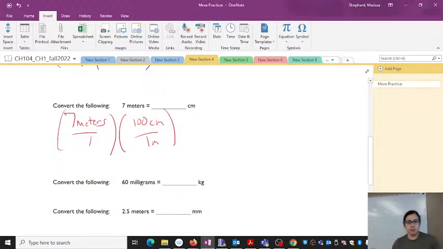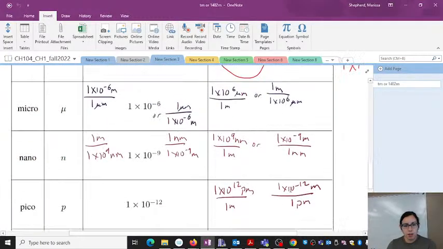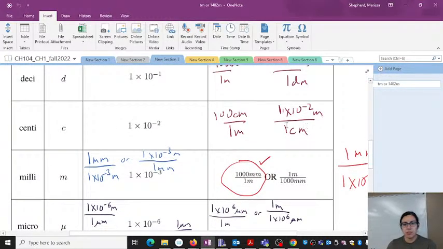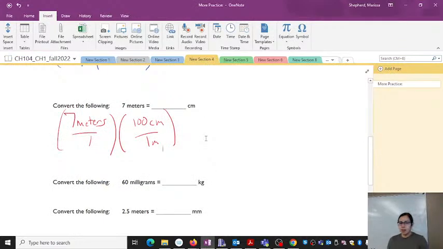So that looks excellent. So there's our conversion factor that hopefully you have written out on this chart in some form. And then again, good job in picking that the centimeters needs to go on top. That's the unit that we want. Meters is going to cancel. And then what's our final answer for this one? So 700 centimeters.